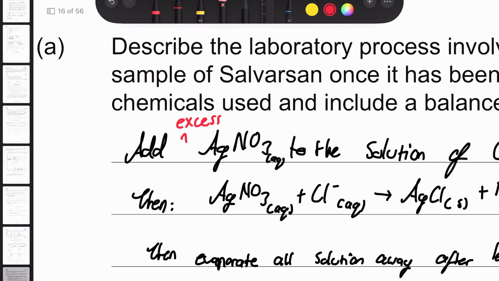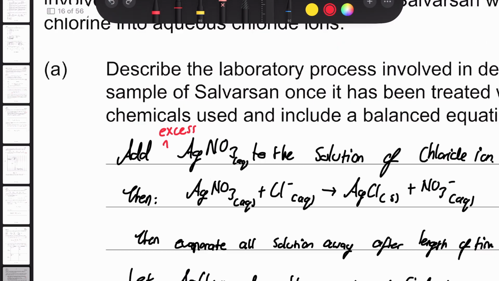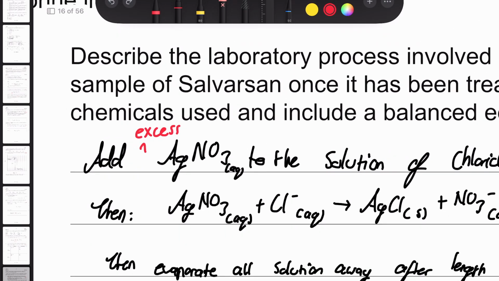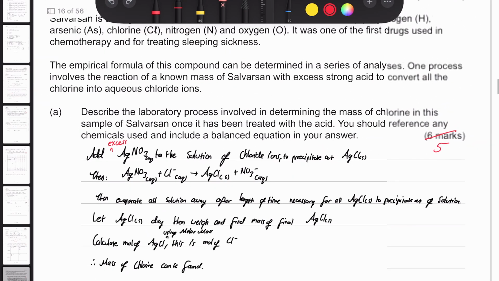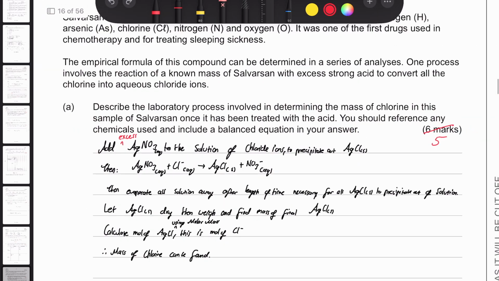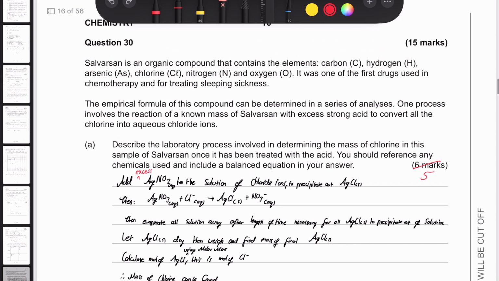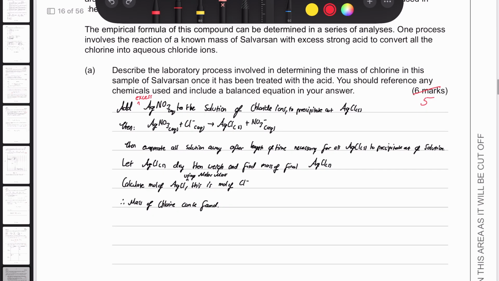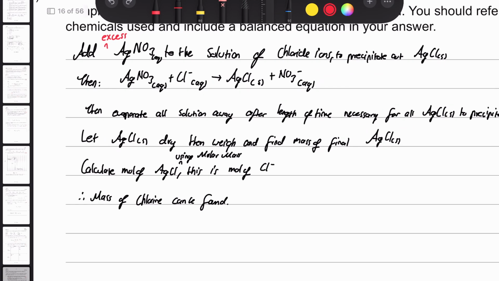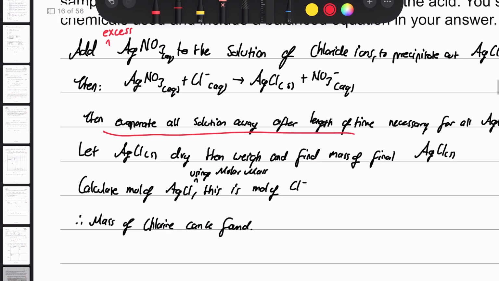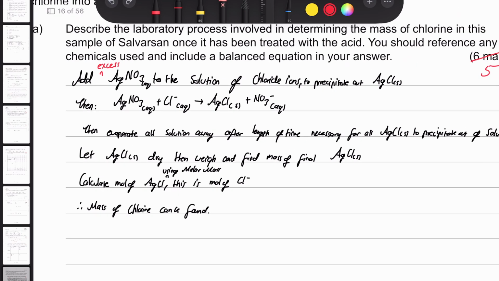Because you needed to say with excess, there's literally a bracket 1 next to excess of a nitrate solution. I assume you could have done any nitrate solution. Not sure though. And then everything else is correct. They said filter off precipitate, then wash, but I said evaporate all the solution away. So for step 2, instead of this part, I think they're equivalent because they do the same thing.